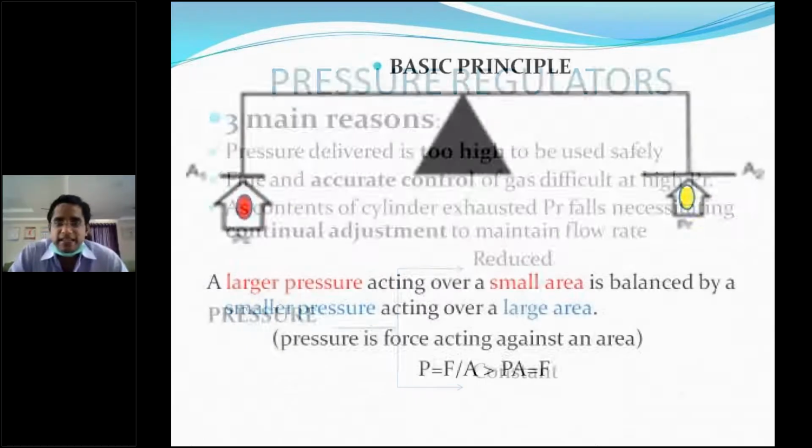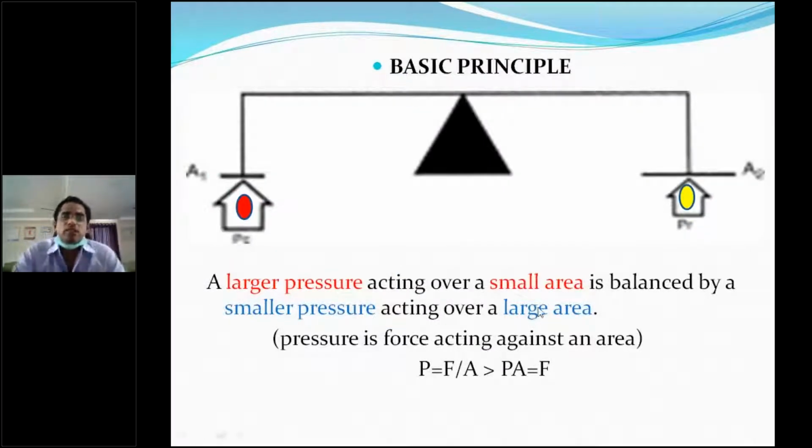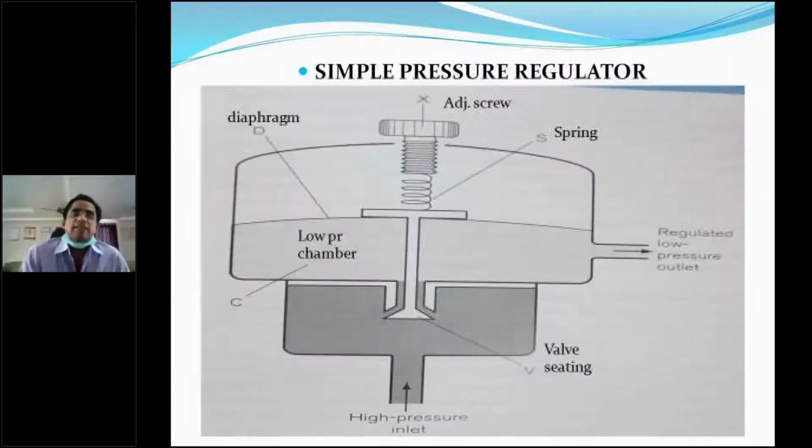I'll explain it in an easier way. So this is the basic principle: a larger pressure acting over a smaller area is balanced by a smaller pressure acting over a larger area. So this is a simple pressure regulator.